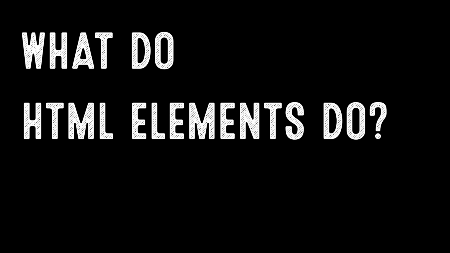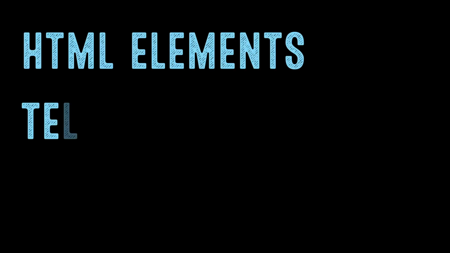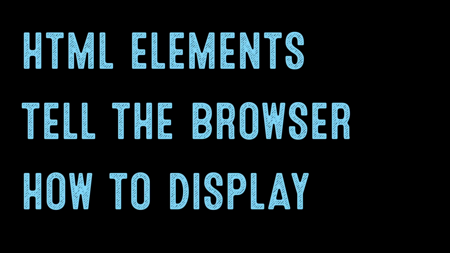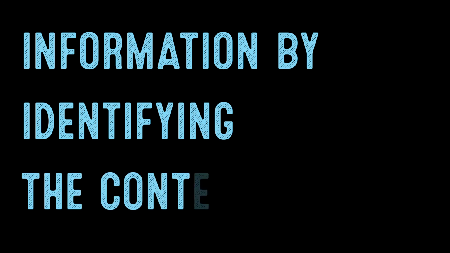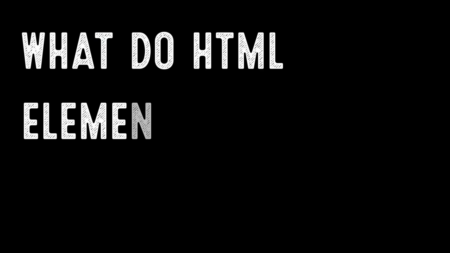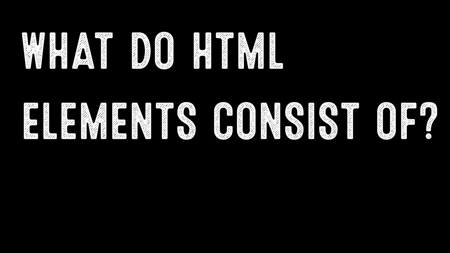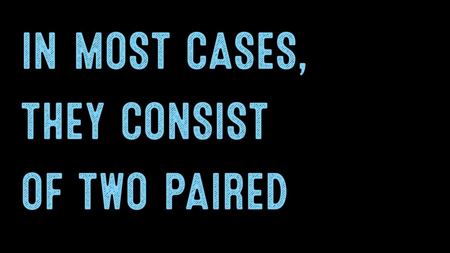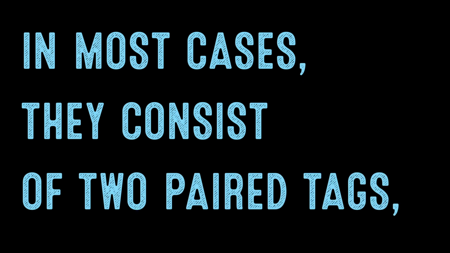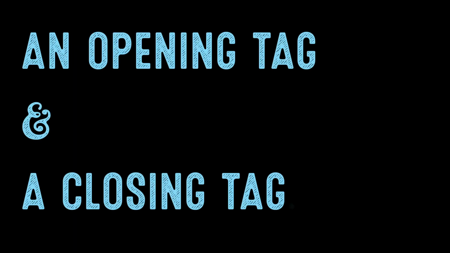What do HTML elements do? HTML elements tell the browser how to display information by identifying the content. What do HTML elements consist of? In most cases, they consist of two paired tags, an opening and a closing tag.